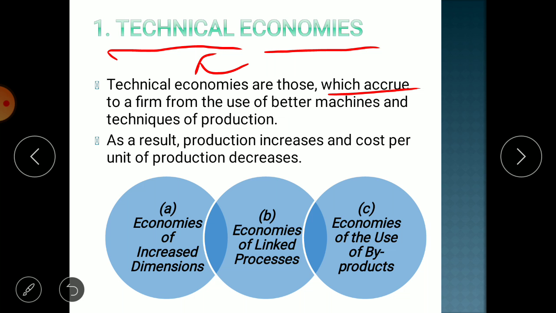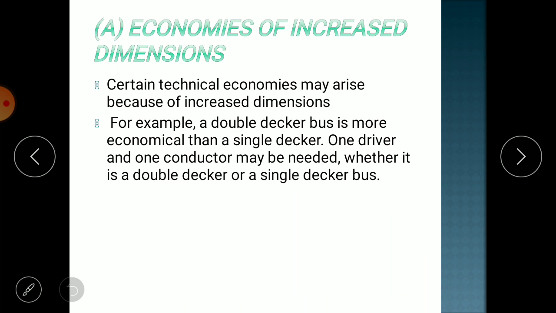The technical economies is further classified into 3 categories, which are: first one, economies of increased dimension; second, economies of linked processes; and the third one, economies of use of byproduct. Now let us discuss these 3 economies in detail. First one, economies of increased dimension.